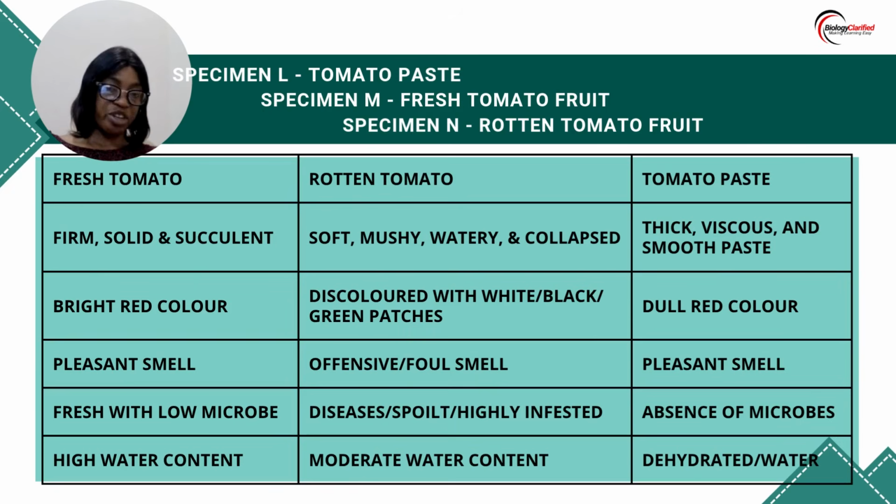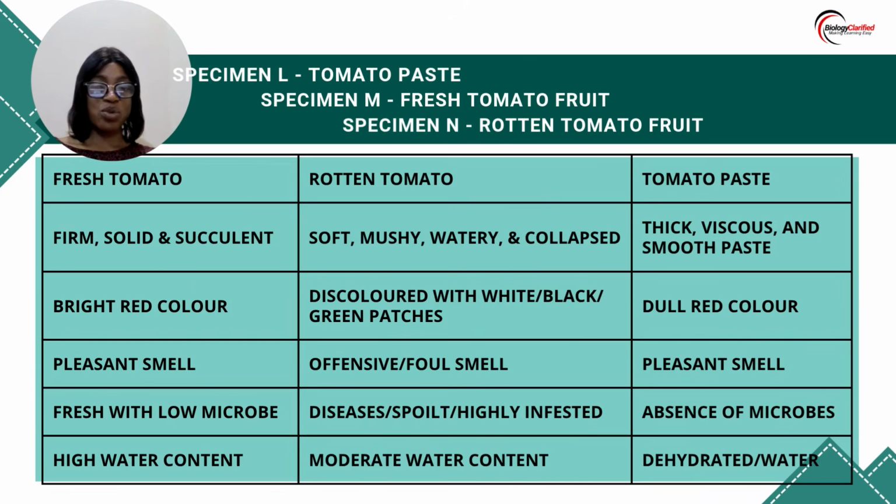Then bright red color for fresh tomato, discolored with white, black, green patches for rotten tomato, then dull red color for tomato paste. Then for fresh tomato fruit, we have a pleasant smell. For the rotten one, an offensive foul smell. Then for the tomato paste, it's still a pleasant smell. Then when you look at the microbes, fresh tomato fruit has a very insignificant amount of microbes on the external surface, and the rotten tomato is diseased, spoiled, highly infected with microorganisms, while tomato paste has an absence of microorganisms if it is not yet spoiled.